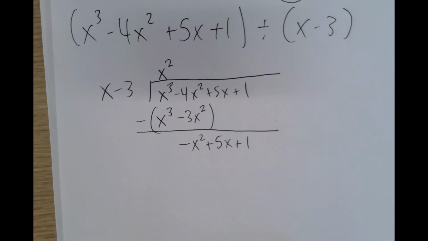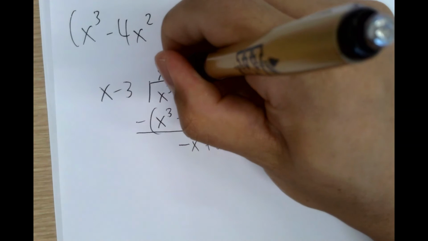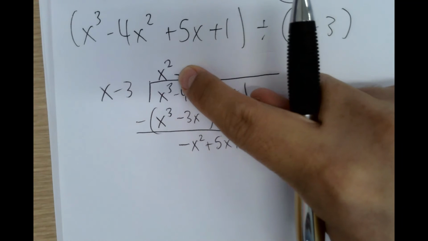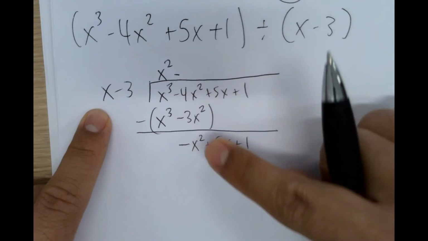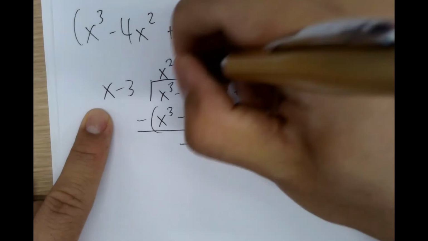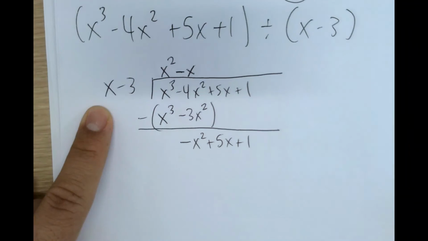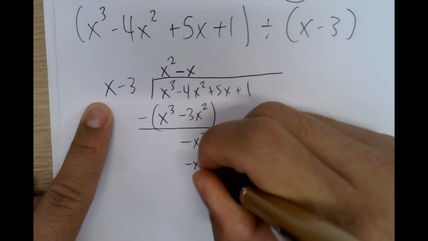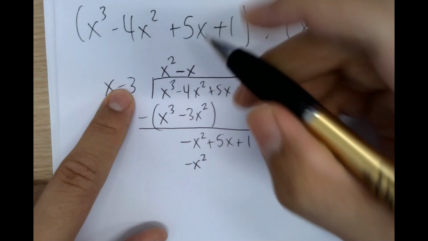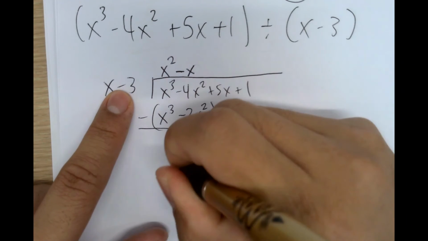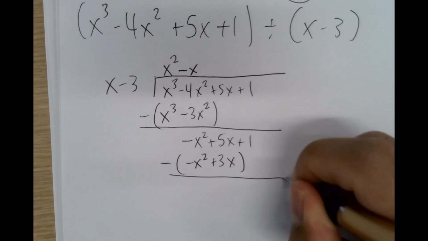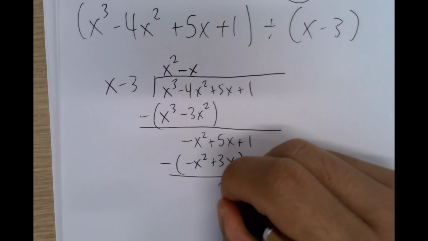The next thing we would do is go ahead and subtract, right? The reason we know it's going to be a negative is we're going to match this x with x squared, but it's a negative, so it's going to be negative x. Well, negative x times x equals negative x squared, and negative x times negative 3 equals positive 3x. And then you want to go ahead and subtract the whole thing again. Well, 5x minus 3x equals 2x plus 1.